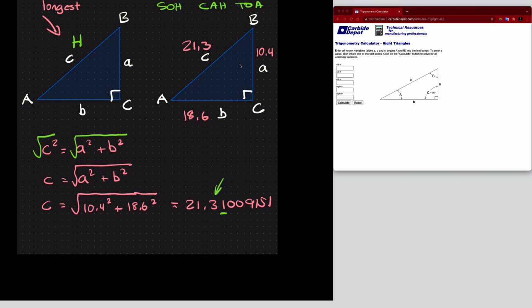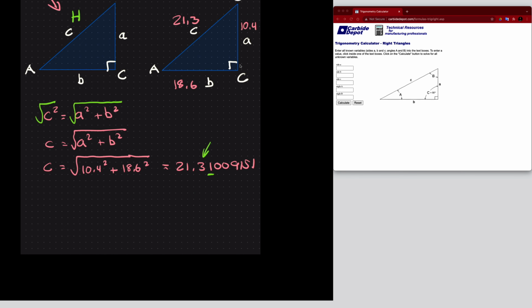Now, like I told you in class, I would not use that one in any of my calculations just in case I made a mistake, because I was given 18.6 and given 10.4. I know for sure that it is a valid number.